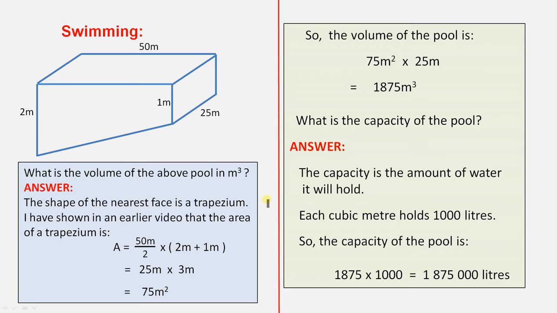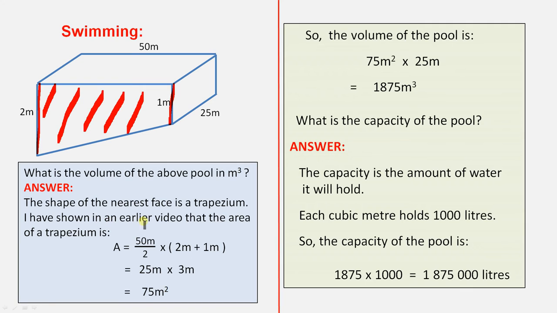Now the answer, the shape of the nearest face is a trapezium. So see this face here. If you look at it carefully, it's a trapezium because you have 2 parallel sides, one there and one there. There's the distance between them, and that's the 4th side here. So that is a trapezium.